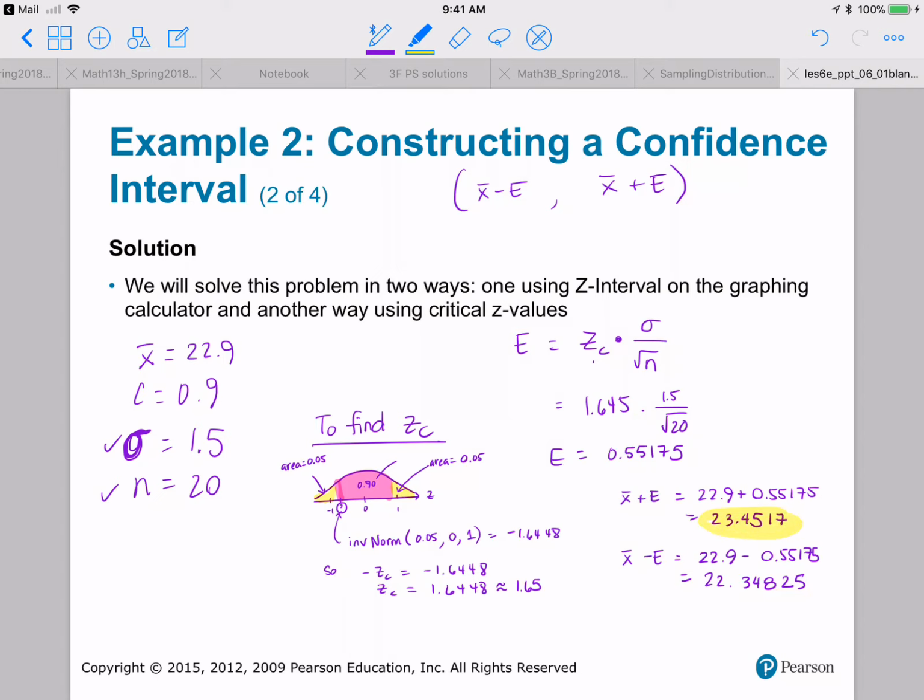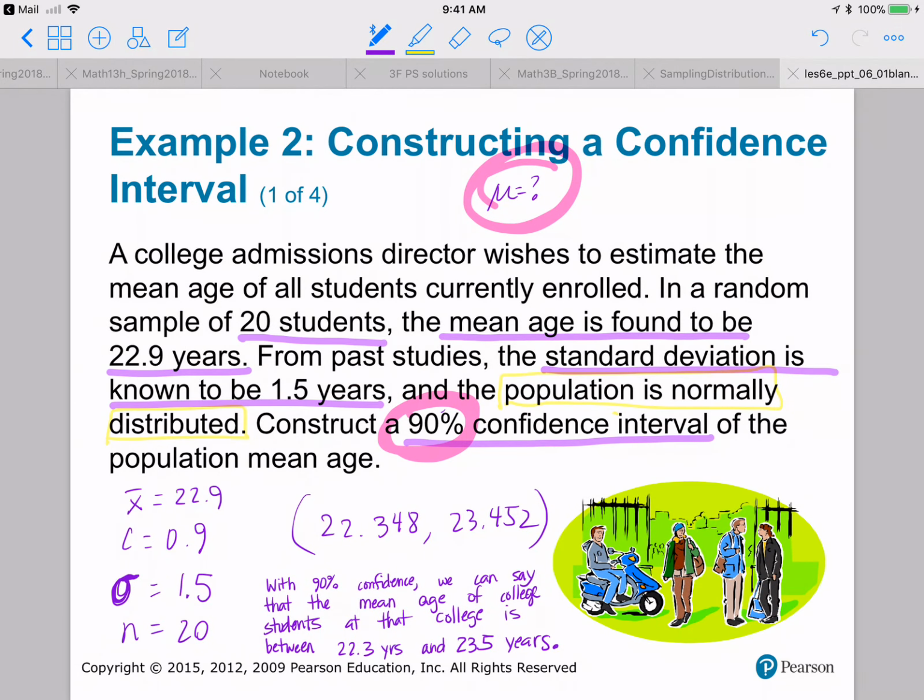this number should be our right endpoint. So let's put this here, 23.4517. And this bottom number should be our left endpoint, so 22.34825, comma.